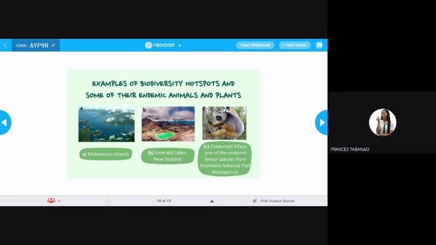For letter B, it is the Emerald Lakes in New Zealand. It fills explosion craters near the summit of Mount Tongariro. Their brilliant colors are partly caused by dissolved minerals washed down from the thermal area of nearby Red Crater. And then for letter C, this specific animal right here is called Diadema sifaka, one of the endemic lemur species from Mantadia National Park in Madagascar.